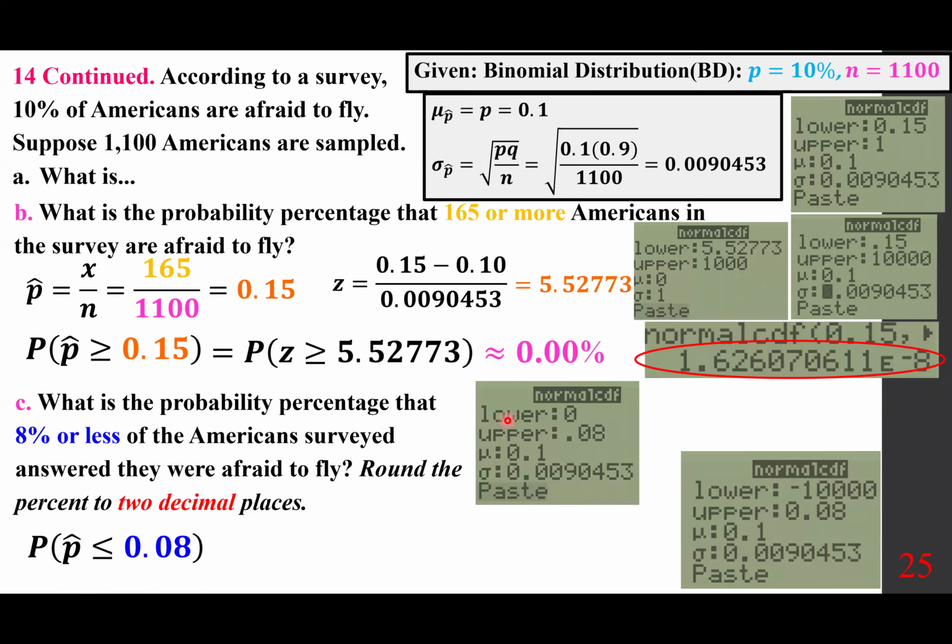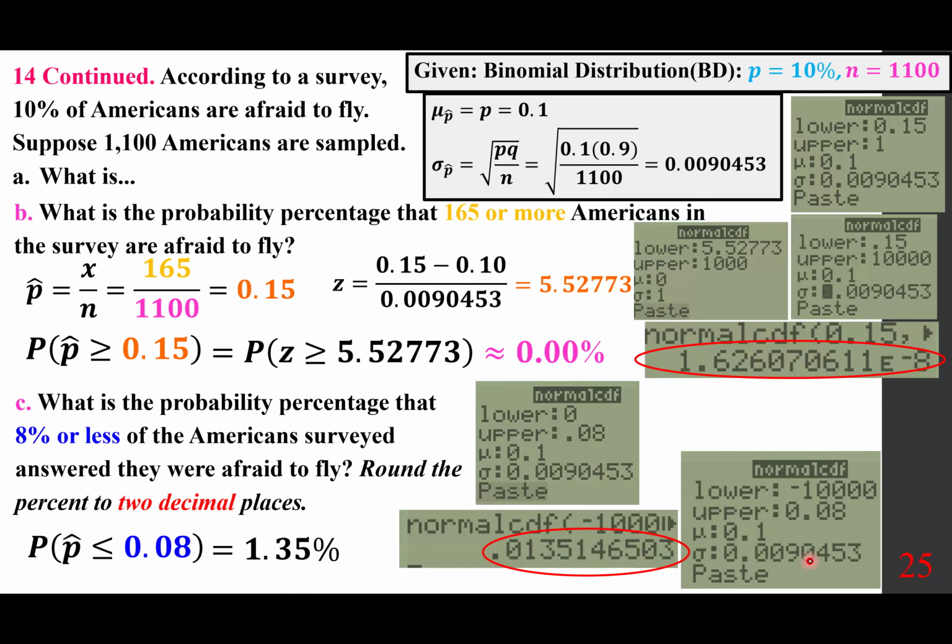Less than or equal to 0.08, the lower is 0 is good, or negative 10,000. Again, why is 0 good? Because this is a proportion, it can't be negative, but in this case, it doesn't recognize that when you're doing normal CDF. Upper is 0.08, mu is 0.1, sigma is the information that we have here. Or you write it here and look at the answer. We go with the decimal, we move it to the right, and 0.0135 becomes 1.35%.